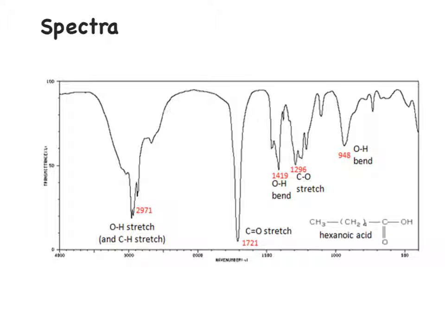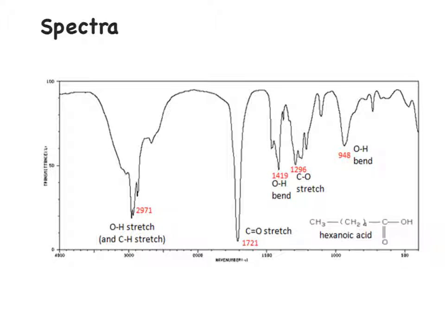Now, the example here we're given is for hexanoic acid. In other words, a straight chain carbon thing, 6 carbons long, single bonds between it, but we've got some interesting bonds. We've got a CO bond, we've got an OH bond, and we have got a C double bond O bond. So if we look at these, we can actually see a pattern.